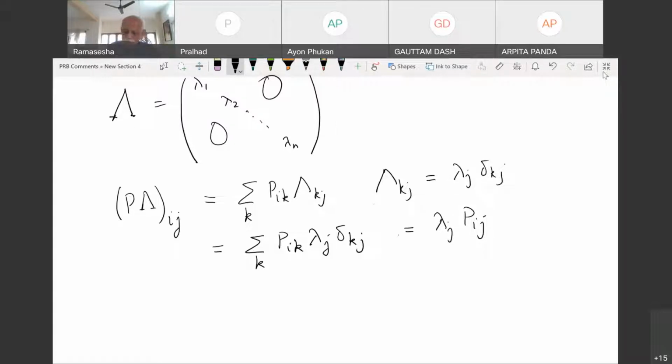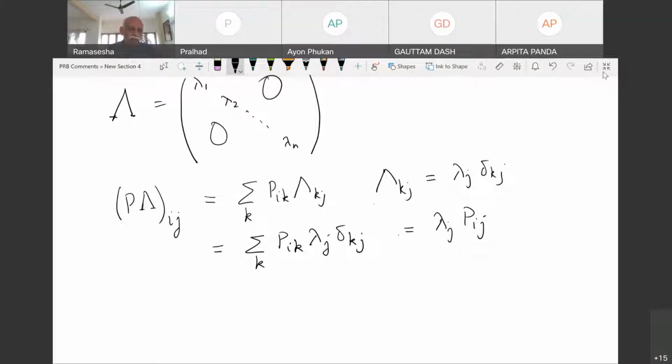to lambda j delta kj, because you see that lambda is a diagonal matrix element. Only when k equal to j, it will have the same value. And so we are running over k is equal to 1, 2, 3, etc. So only when k hits the value j, I get a lambda j. And so when k hits the value j, I have pij times lambda j. Okay, so this is the thing that I have.